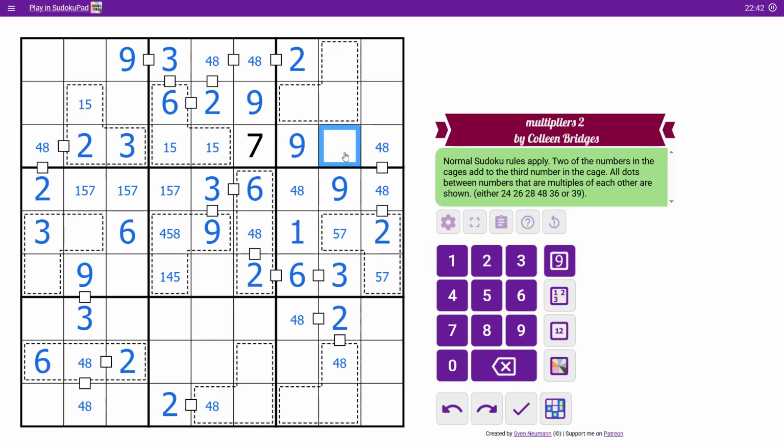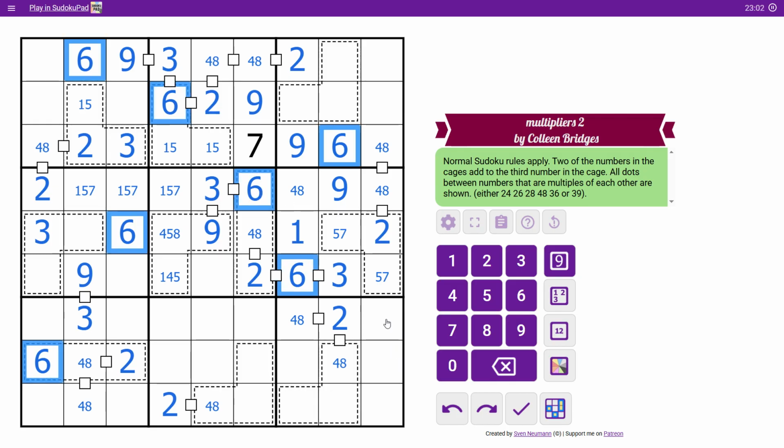And what has to go there? 1 2 6, is it? 1 2 3 4 5. Yeah, that'd only be a 6 there. And we might be able to get some more 6s, can't we? 6 can't go there or there. That's got to be a 6.